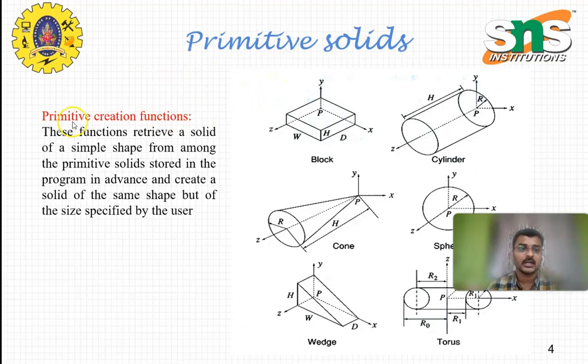Primitive solids, where a primitive solid functions as a solid of simple shape from among the primitive solids stored in the program in advance. These include the cylinder, block, sphere, wedge, and torus, which are all solids available in the tools, I mean the software. We can retrieve them whenever we require them in the design.